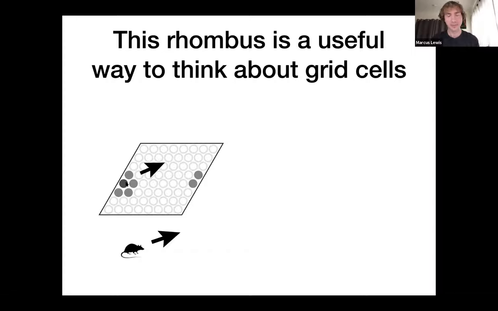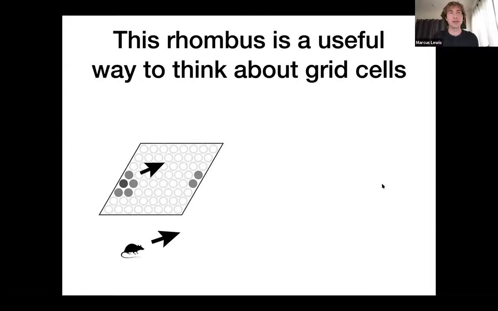And so if you think about this for a second, if the rat were to run directly to the right, this bump would move directly to the right, and it would pass through the same population of cells again and again and again. And that would lead to each of those cells having a grid-like field.